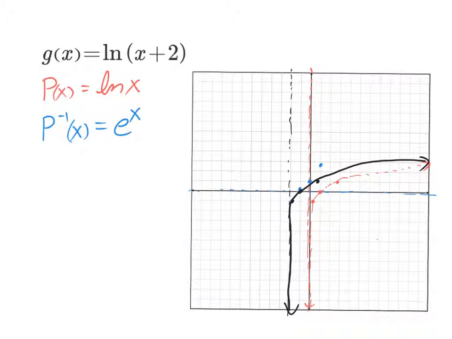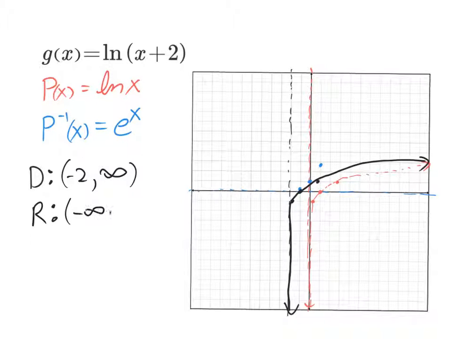Now, domain and range. My domain is going to be from this asymptote on. So it's going to be from negative 2, not including negative 2 because it won't hit the asymptote, to infinity. My range is actually going to be everything. And my asymptote is now at x equals negative 2. That's this line right here, x equals negative 2.